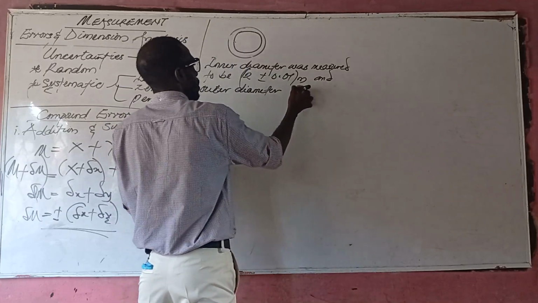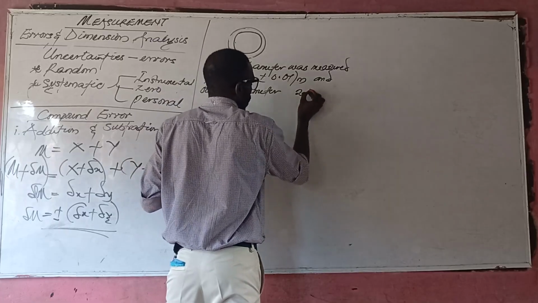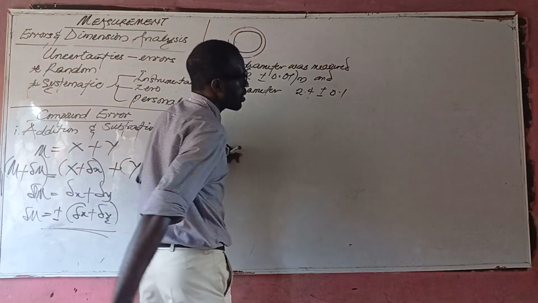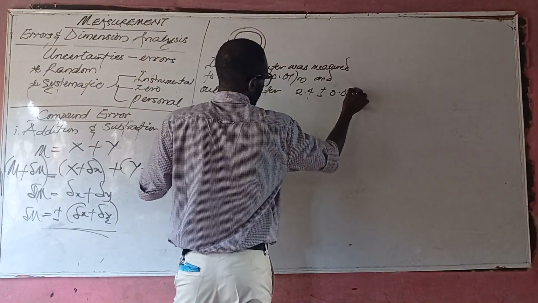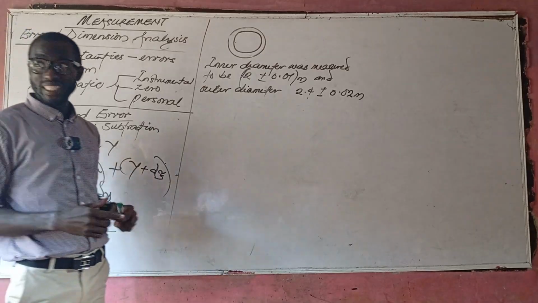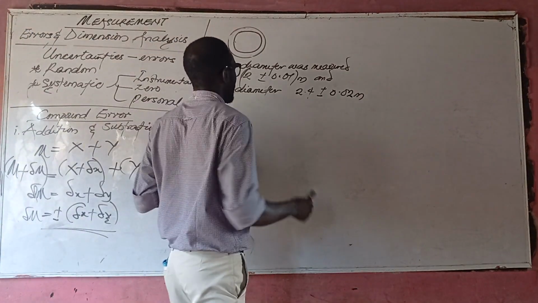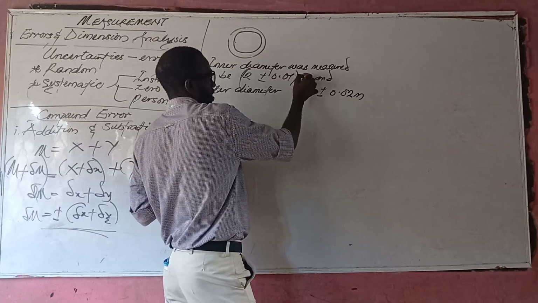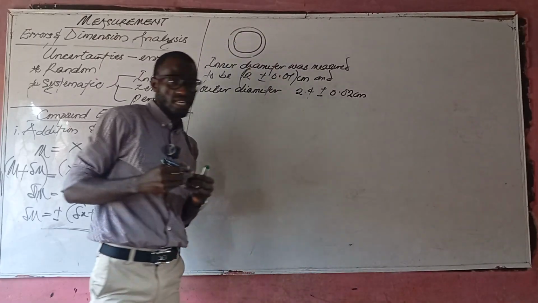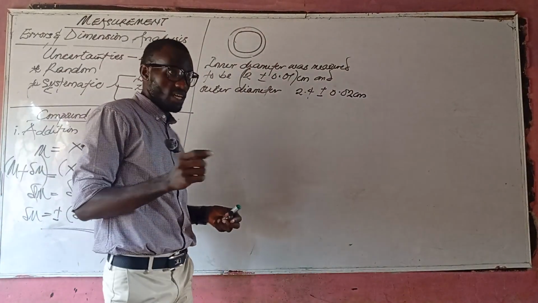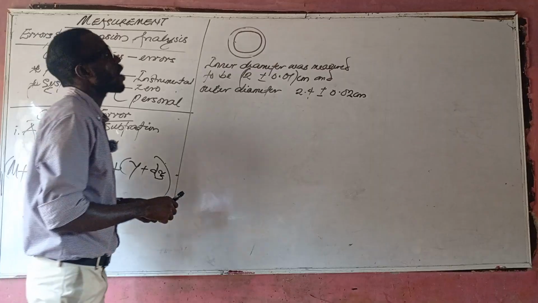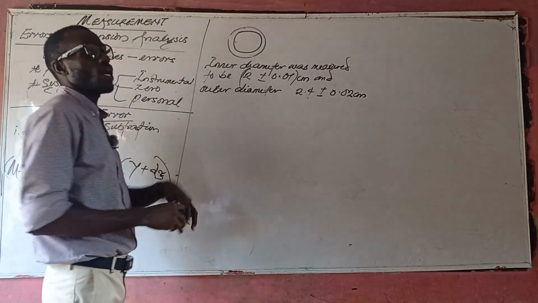And the outer diameter was measured to be 2.4 plus or minus 0.02 meters. And that's very big. You know what a meter is, right? Let's use centimeters. You know the centimeter scale, right? So this is like 2 centimeters here. All right.